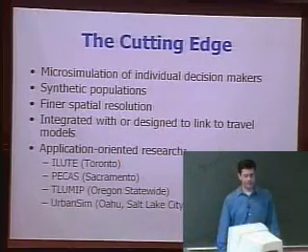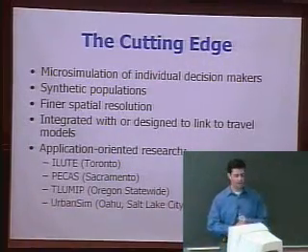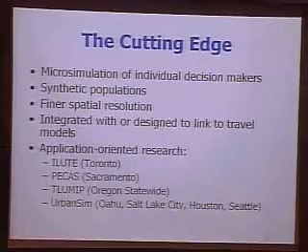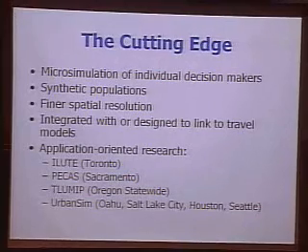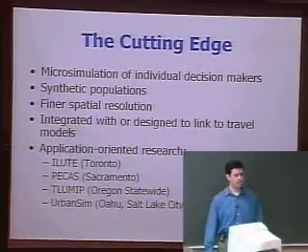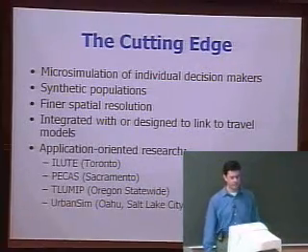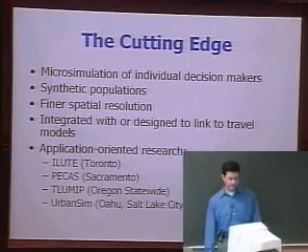So the cutting edge now is more micro-simulation of individual decision makers rather than just taking aggregate allocations of households and employment and allocating it using some sort of interaction model. In doing so, they create what we call synthetic populations. So you are modeling individual households or jobs. It's now done at a finer spatial resolution. We're zeroing in on things like in TLUMIP 30-meter square grid cells. Okay, so that's like a quarter acre or something, about that amount.